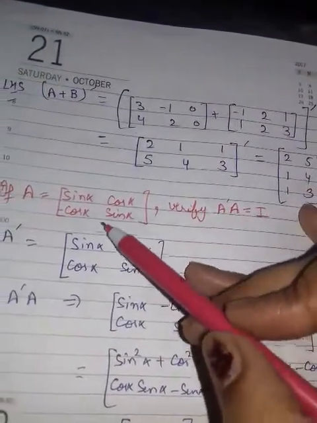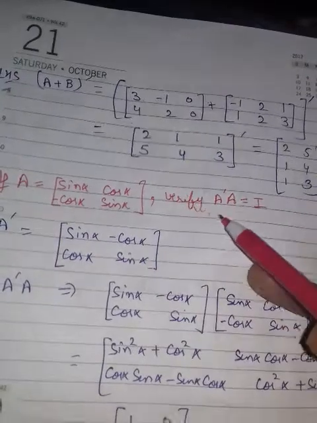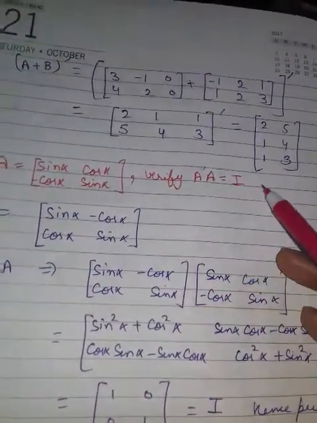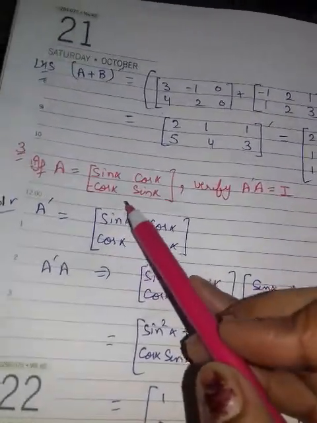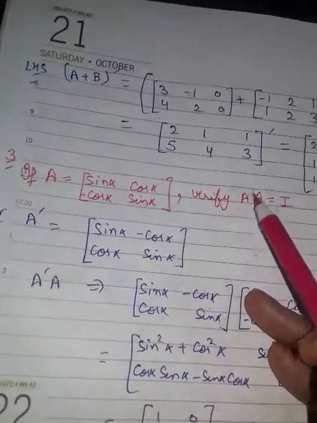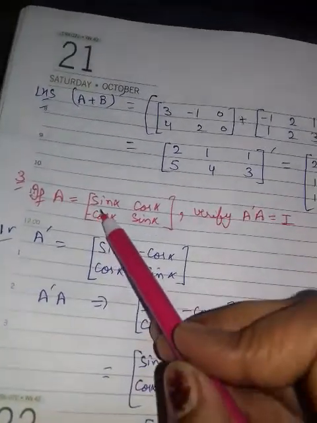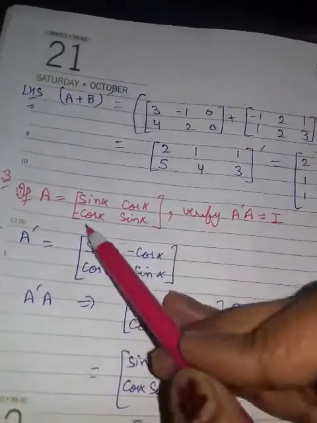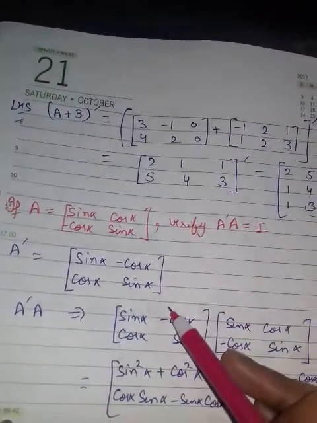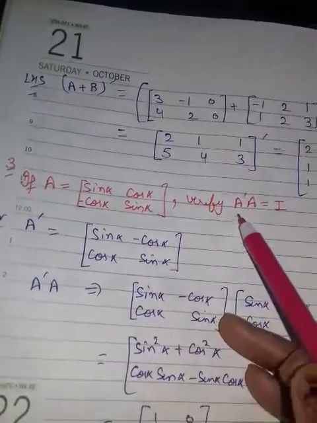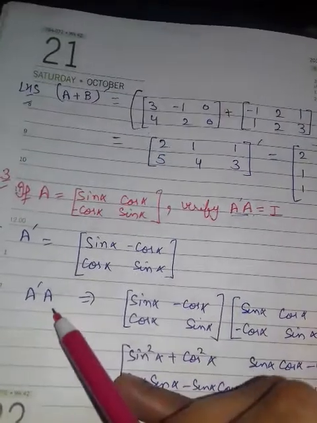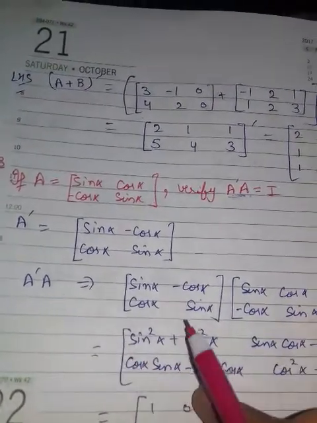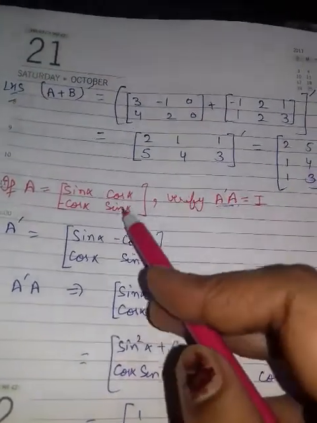Next one is, if A is this, verify A dash A is equal to I. Clear? Now you have to know what is A transpose. A transpose means you will change its rows into columns, next one into other. Clear? Now you have to verify. So A transpose into A means they are written in product. Firstly A transpose, then A.